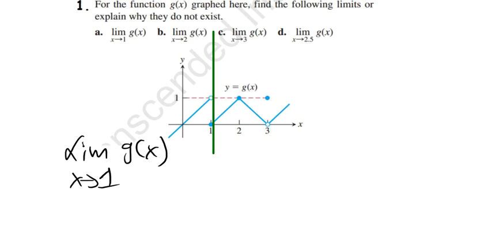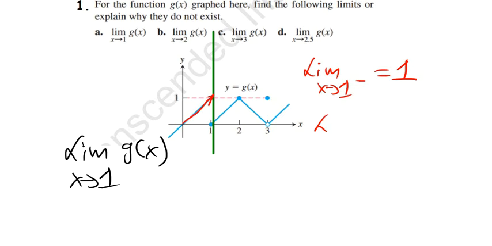So let's try to approach it from the left side. So from the left side, using the function, this is the line. As we approach that point, we are seeing that the value of y is becoming what? So I'll say therefore the limit as x approaches 1 from the negative side, I can say it's giving 1 as well.